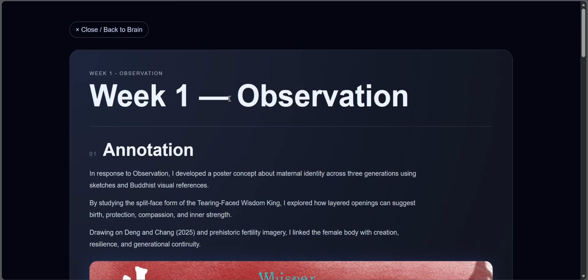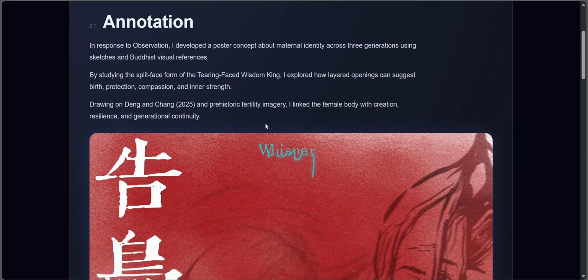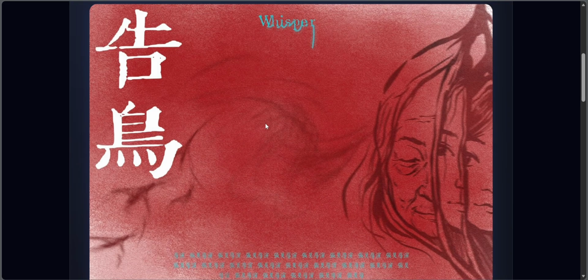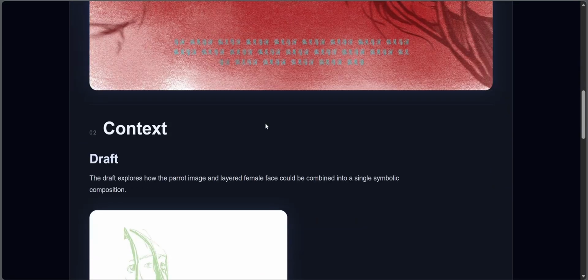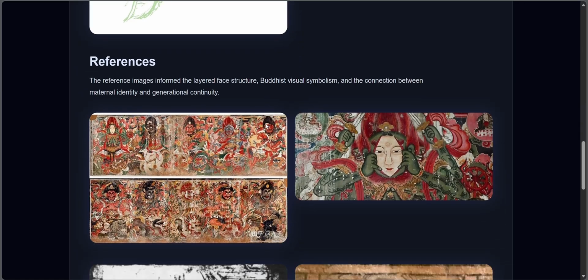In week 1, the theme was observation. I created a poster about female identity across 3 generations. I used layered female faces and combined them with Buddhist visual elements to explore birth, protection, compassion, and generational continuity.